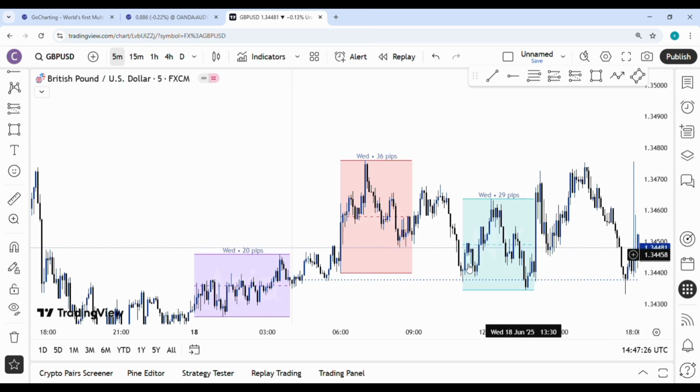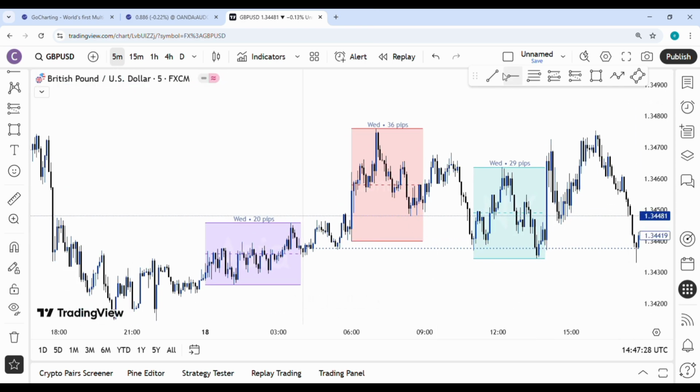Now looking at this particular man over here, what you need to do is, after this sweep of liquidity over here, you wait for a change of character to the downside, because we are selling. If price sweeps above, we are selling. If price sweeps below, we are buying.